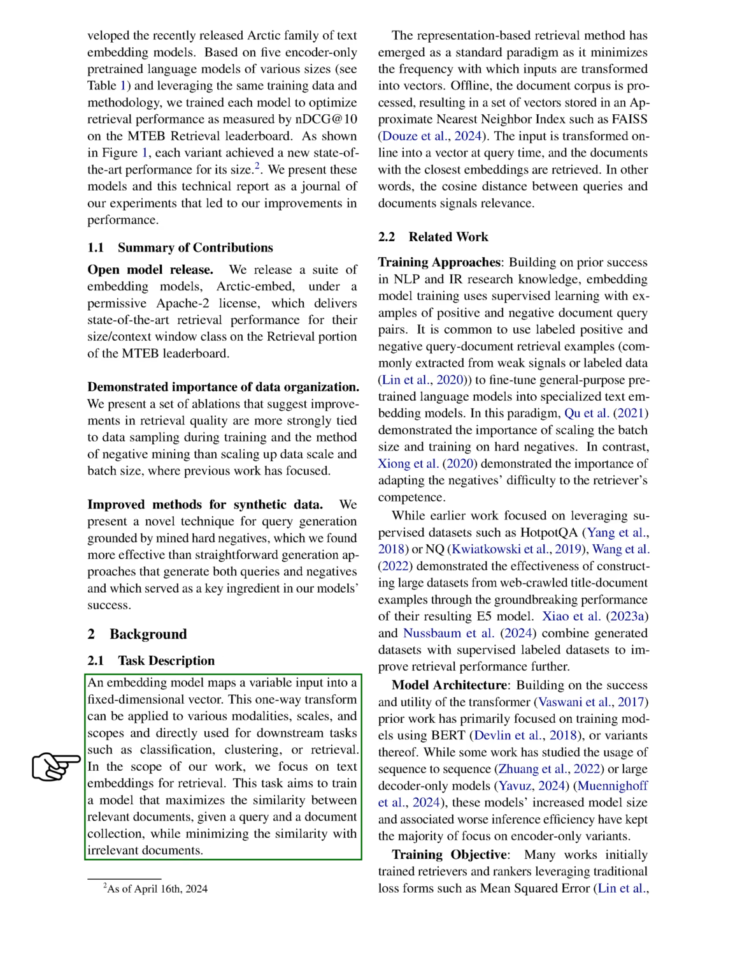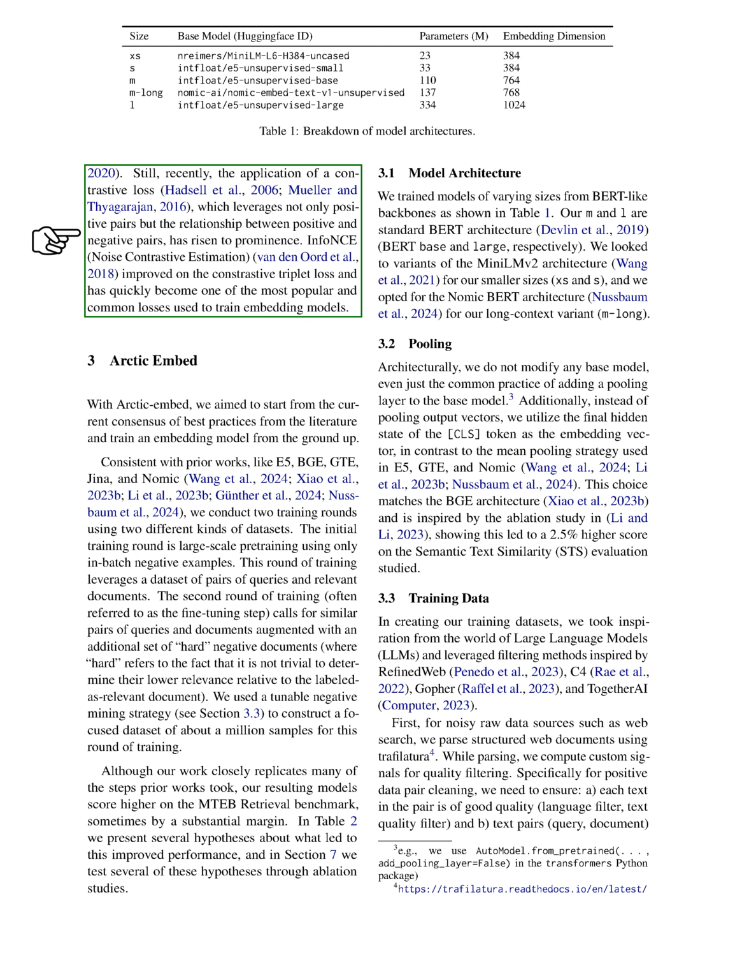In the background, we explain how embedding models map variable inputs to fixed-dimensional vectors, focusing on text embeddings for retrieval tasks. In related work, we discuss training approaches using supervised learning with positive and negative document-query pairs, the importance of model architecture like transformers, and the shift towards contrastive loss functions for training embedding models.